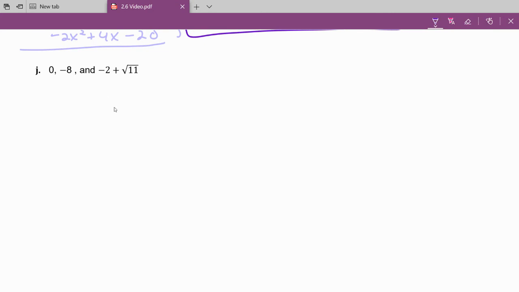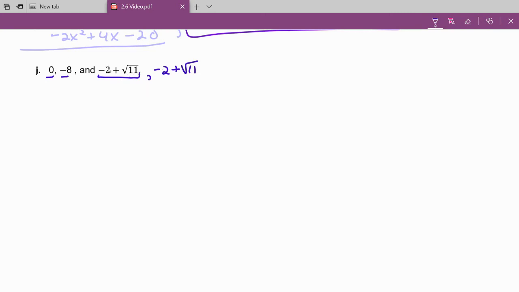All right, so here's my last example. Thank you for staying with me. All right, so you have a root of 0, negative 8, negative 2 plus square root of 11. That is one number. That is one root. Don't separate them. Its conjugate is negative 2 minus the square root of 11. Remember, the rational number does not change.